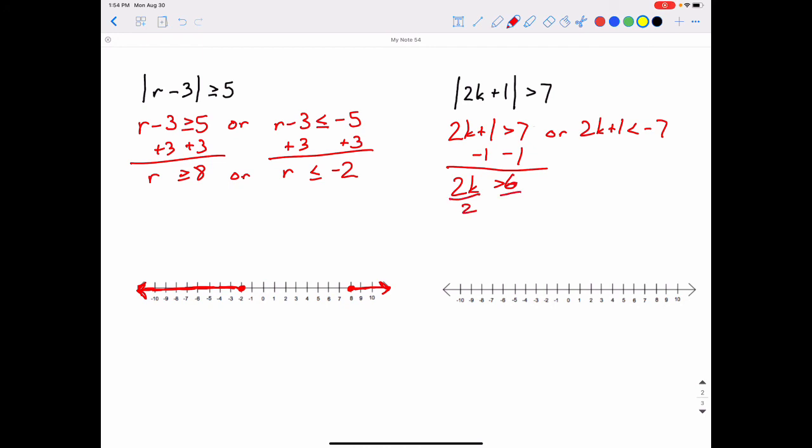Divide by 2. So k is greater than 3, or same steps on the other one. Negative 7 minus 1 is negative 8. Divide by 2. Get k is less than negative 4. So we're going to put open circles on both of these. Shade to the right of 3 for k is greater than 3. And then to the left of negative 4 for k is less than negative 4. In other words, to the outside of the 3 and the negative 4.